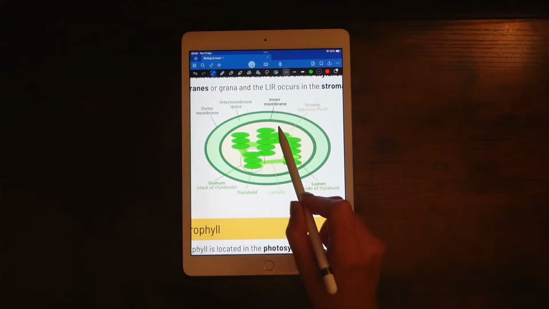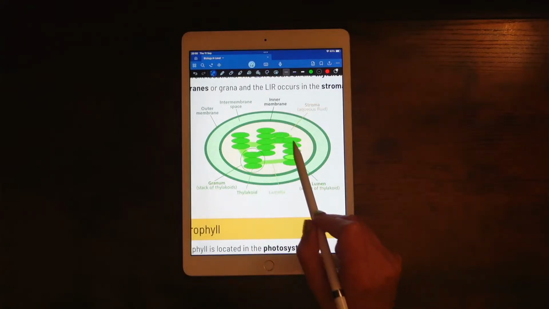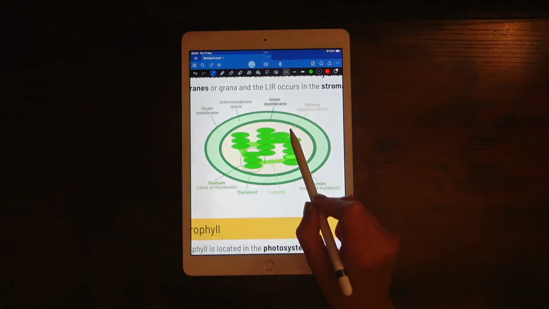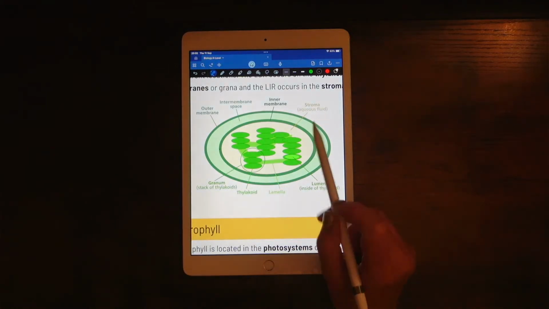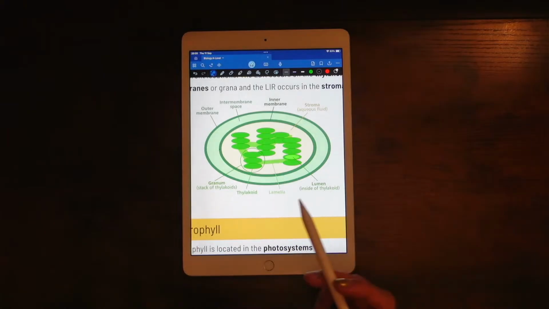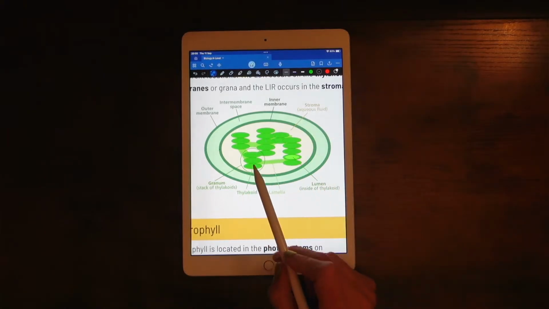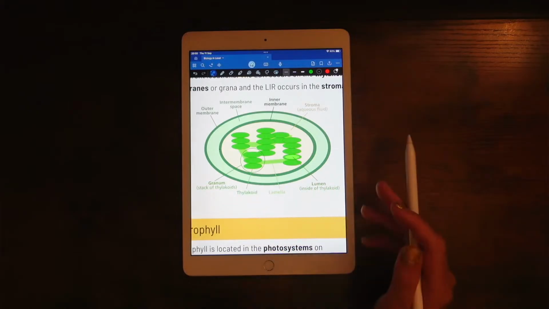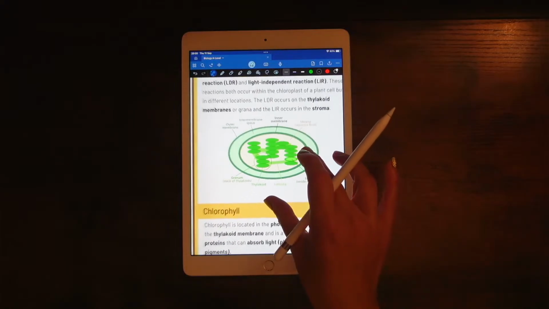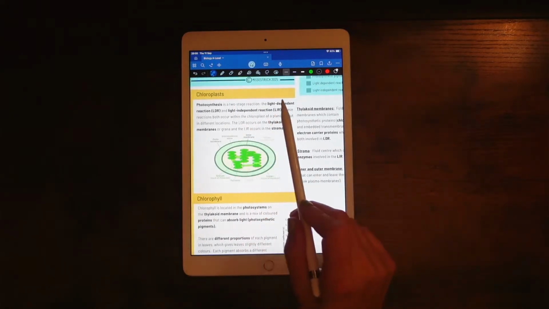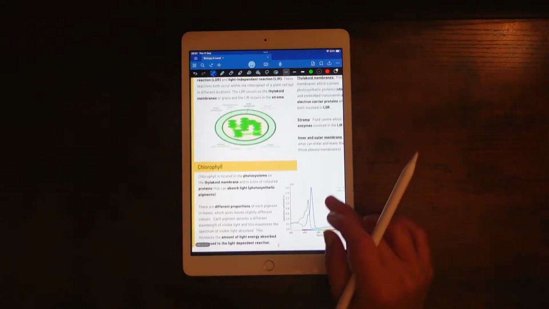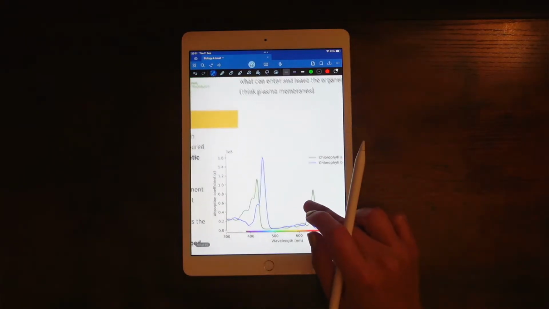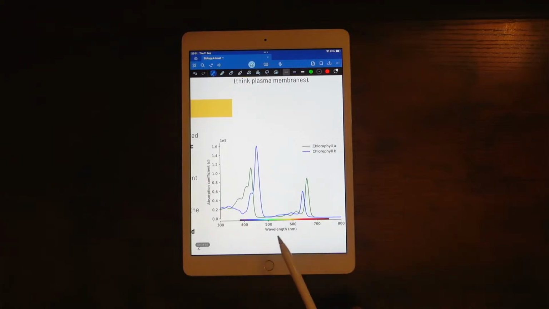You've then got this aqueous fluid center known as the stroma, and that is where the light-independent reactions occur. Sometimes you might get questions about adaptations. The main one that is relevant here is the highly folded thylakoid membrane creates a large surface area to hold lots of photosynthetic pigments like chlorophyll, so it can absorb lots of light energy and therefore increase the rate of the light-dependent reactions.